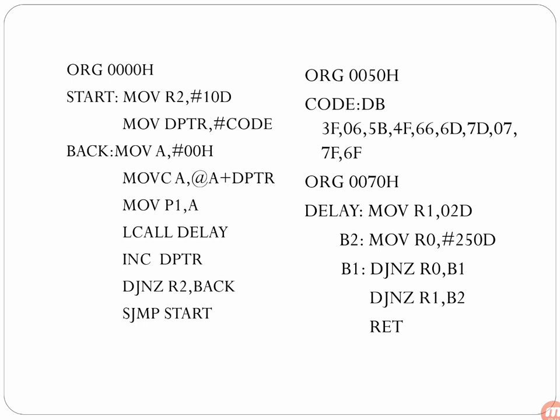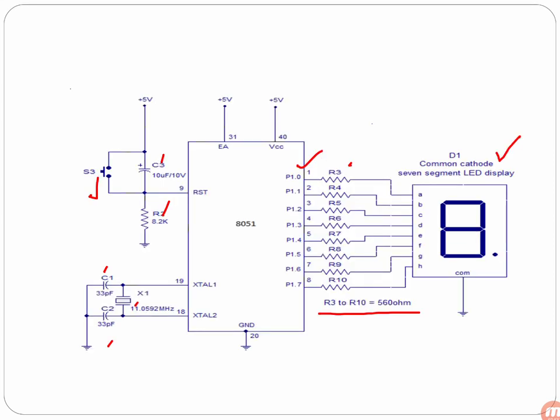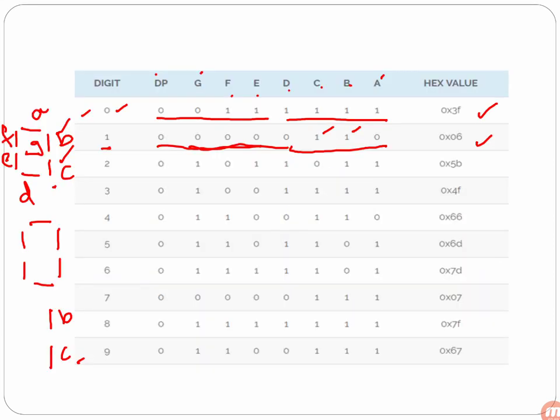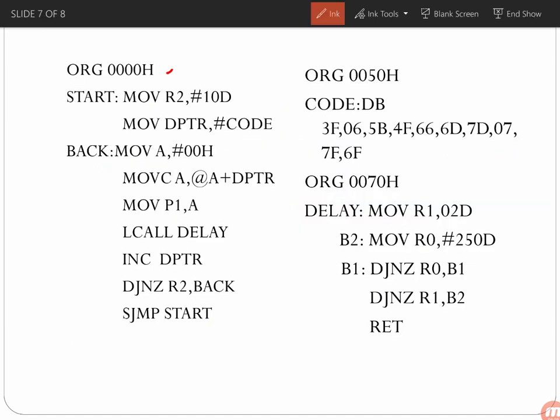Now we start writing the program. So ORG 0000. Start the origin. Now see here the codes. So already we have taken from the table: 3F, 06, 5B, 4F, 66, 6D, 7D, 07, 7F, 6F, and so on. So these I store in a lookup table.